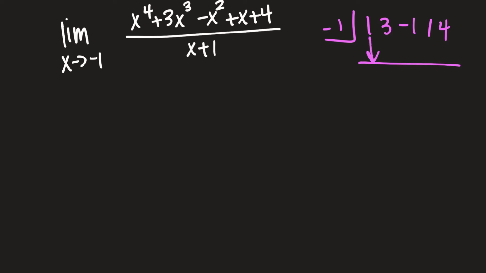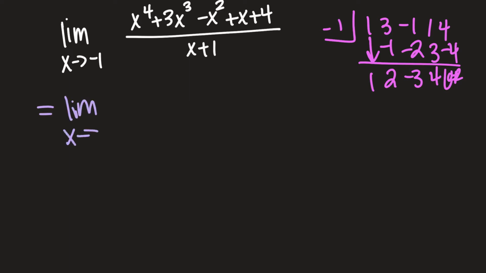You drop the first term, 1, and then you multiply. So -1 times 1 is -1. 3 plus -1 is 2. -1 times 2 is -2. Add -3, multiply 3, add 4, and -4. And that is kind of what we expected, because there's really not a whole lot else you can do with this problem. So I have the limit as x approaches -1.